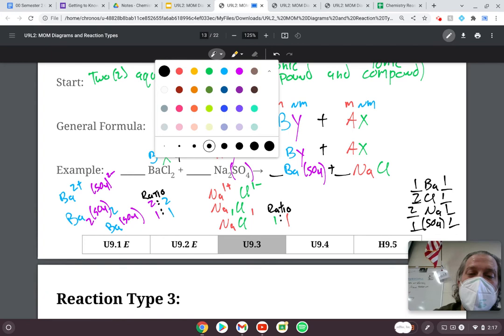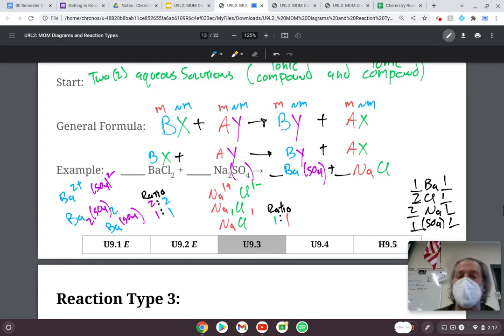In order to make them balance, I notice that my bariums are 1 and 1 on both sides, so I'm going to leave them alone. Going on to my Cls, my Cl is a 2 on the reactant side and a 1 on the product side, so I'm going to put a coefficient of 2 here, which will give me 2 Nas and 2 Cls. And it looks like everything is balanced as it is.